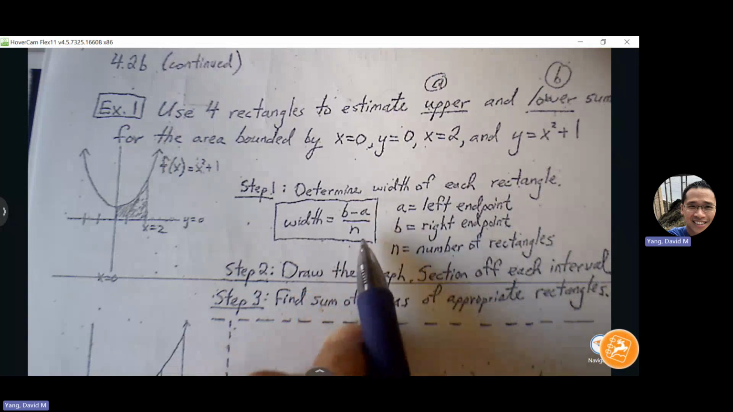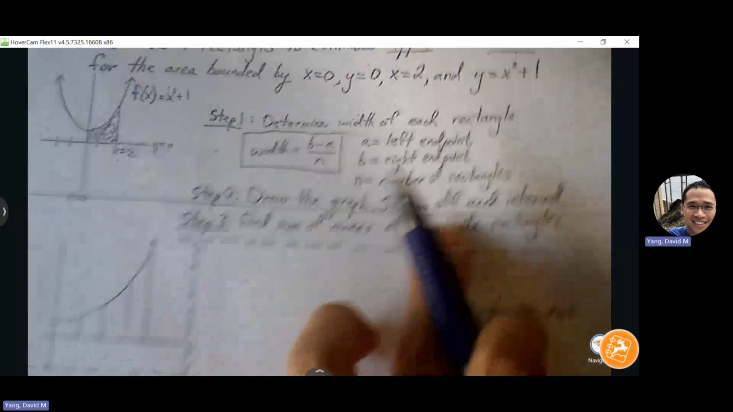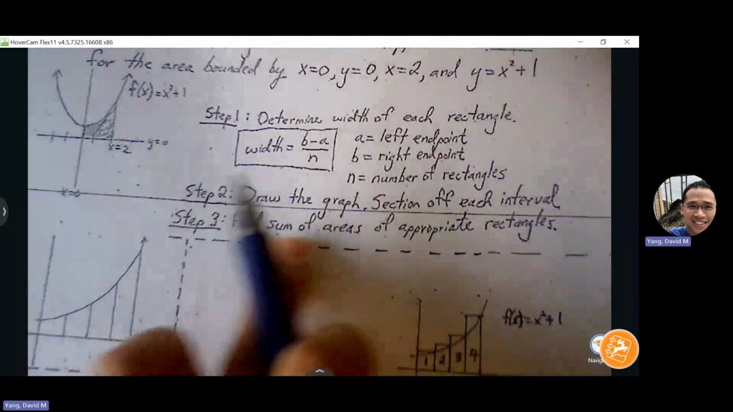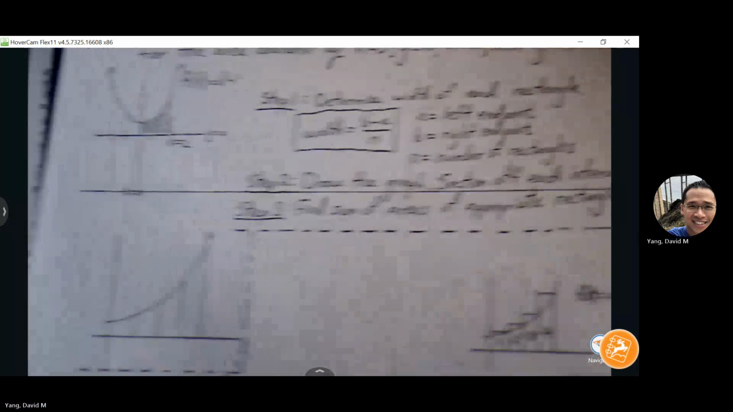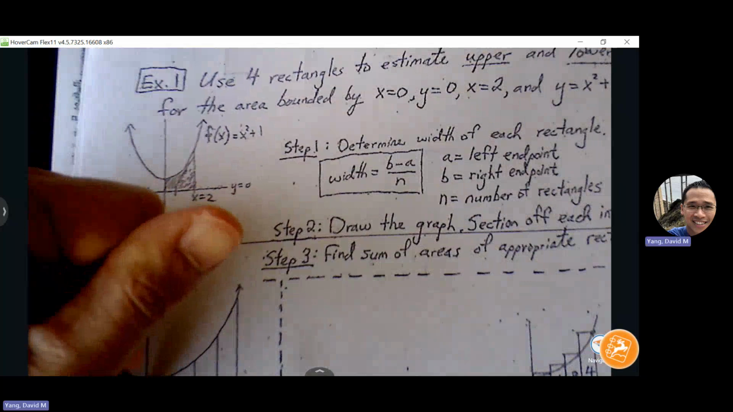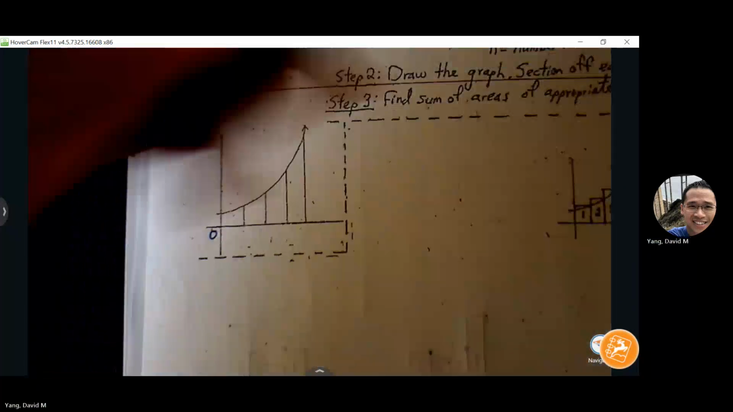If we do this, then we can take our full interval, separate it into equal parts, and find the width that we want each rectangle to have. Okay, we're going to draw the graph, which I've drawn for you already, and then we're going to find the sum of the area of the appropriate rectangles. And then we're going to do width times height for every rectangle to represent the area. Okay, so we're going from 0 to 2. So I have this graph sectioned off for us down here.